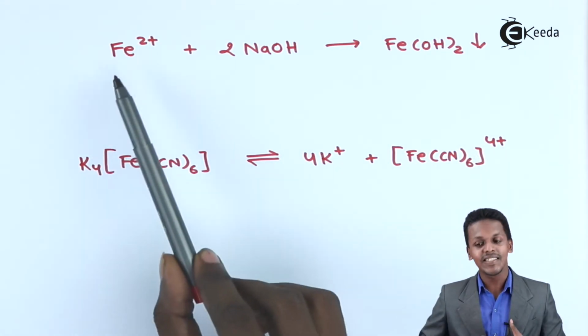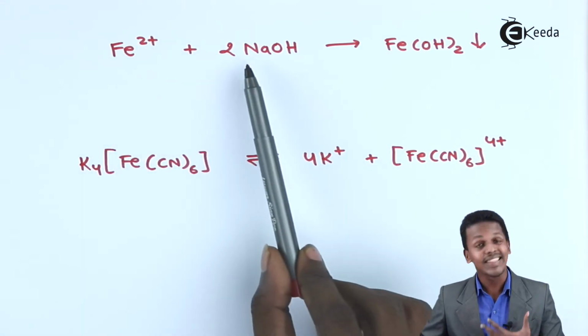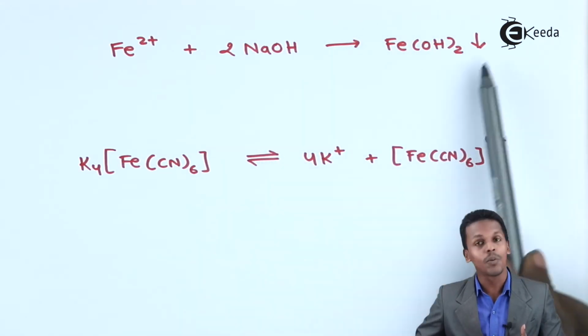So here we could find that the free Fe2+ ion participates in the reaction with NaOH, and that is how it forms a precipitate.